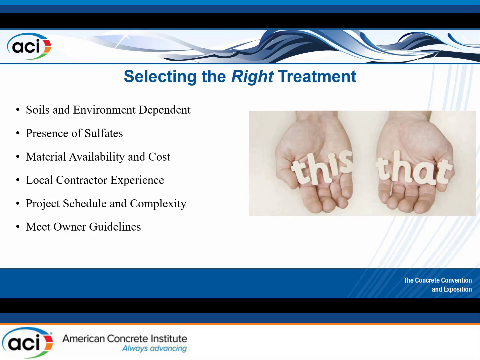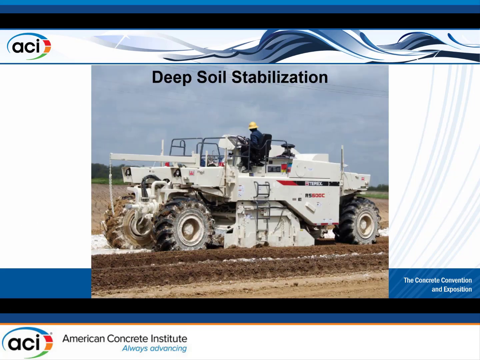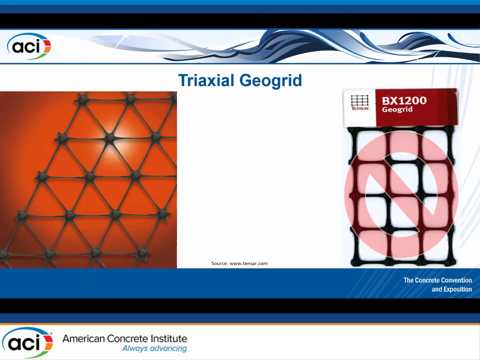So there's a lot of different ways that we have to determine whether or not we can use one of those mitigating strategies. All right, when we're talking about deep soil stabilization, typically what we're talking about is stabilizing the upper 6 to 12 inches. You can go much deeper if you have the right equipment and the amount of time available in your project schedule. But you can do deep soil stabilization if that is one of your options.